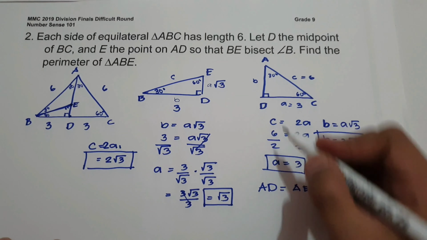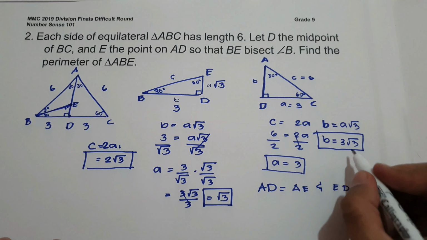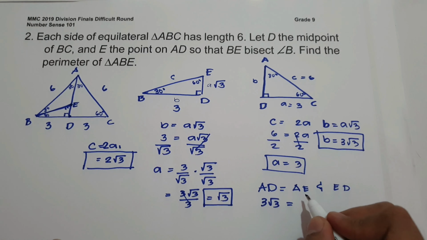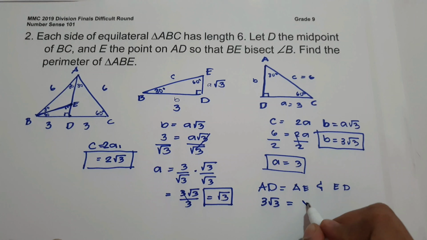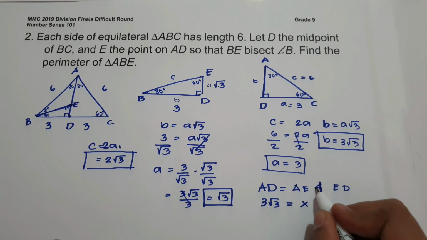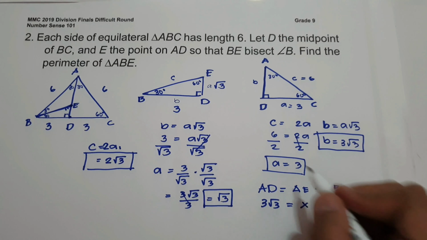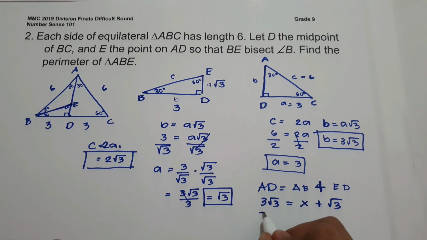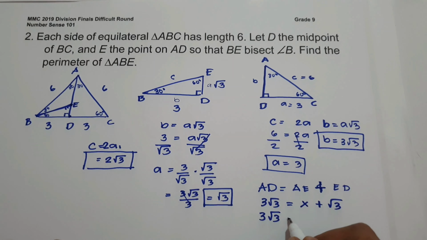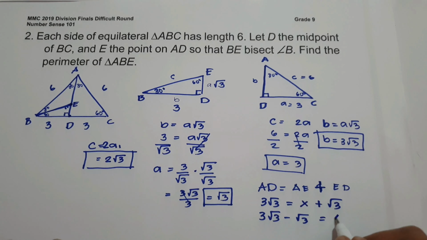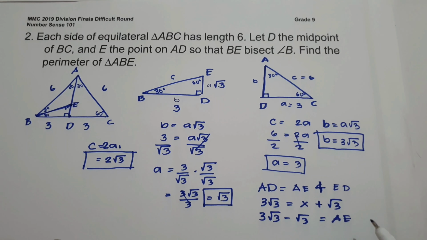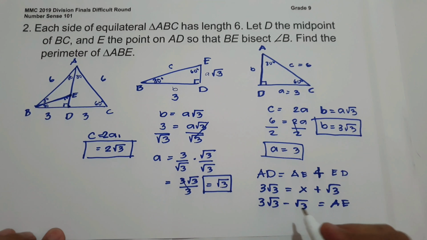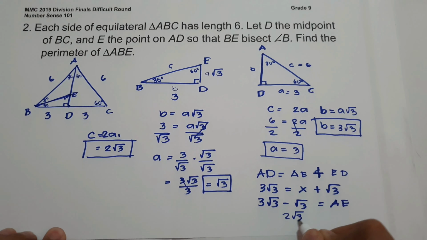So the measure of AD, so this side, that is 3 square root of 3. And then AE, so we are going to represent this one as X. And AD, or ED rather, that is square root of 3. So let us move this one on the other side. So 3 square root of 3 minus square root of 3 equals AE, or X. So the measure of side AE, that is 2 square root of 3.